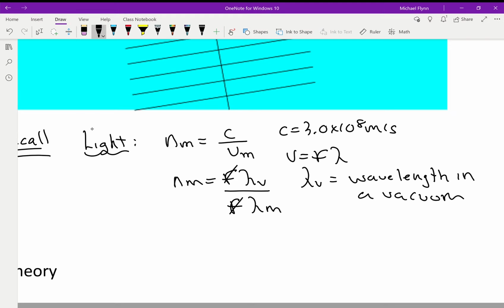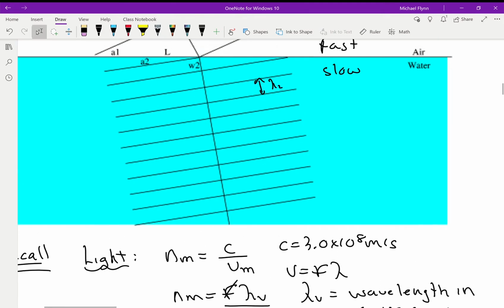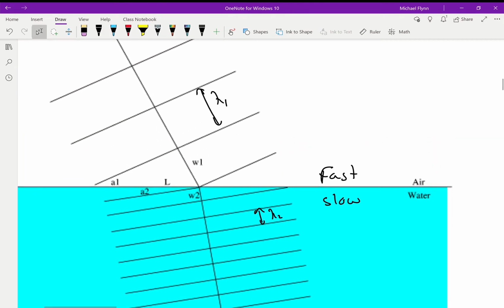So that is a new formula for the index of refraction: n_m is equal to the wavelength in a vacuum divided by the wavelength in the medium. All right, I'm going to put a little box around that. We're going to need that later. So that's the definition of the index of refraction. It's the ratio of these two wavelengths.